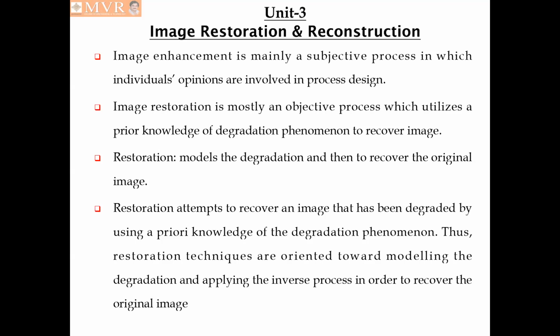So here image restoration and reconstruction. The images are restored from their degradation. Once they are restored, we can say that reconstruction. So here we are using reconstruction filters and we are going to learn about what is the degradation model and how the images are degraded. And how to remove those degradations, how to restore the original image from the degraded images can be understood with this unit. Here generally restoration models the degradation. That means mathematically it defines the degradation and then recovers the original image.